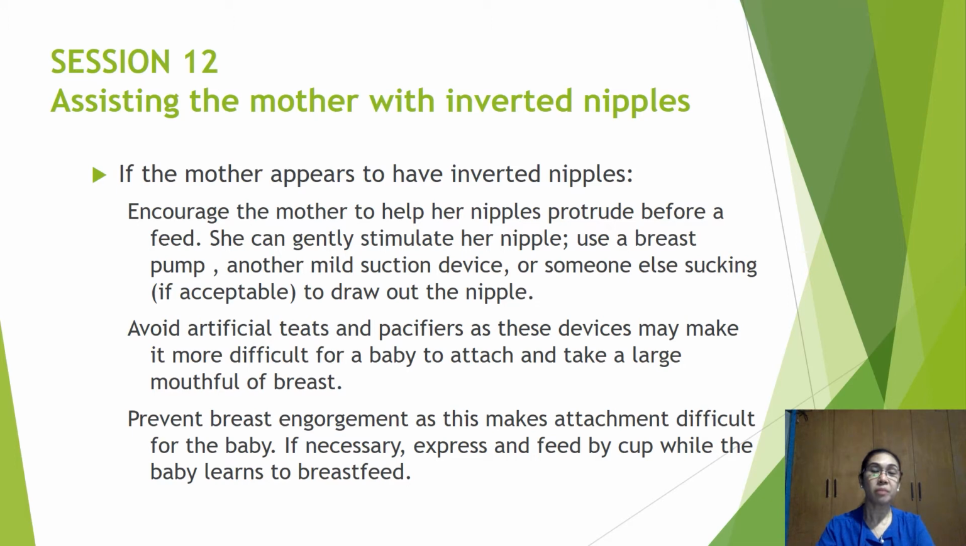Use a breast pump, another mild suction device, or someone else sucking if acceptable to draw out the nipple. Avoid artificial teats and pacifiers as these devices may make it more difficult for a baby to attach and take a large mouthful of breast. Prevent breast engorgement as this makes attachment difficult for the baby. If necessary, express and feed by cup while the baby learns to breastfeed.